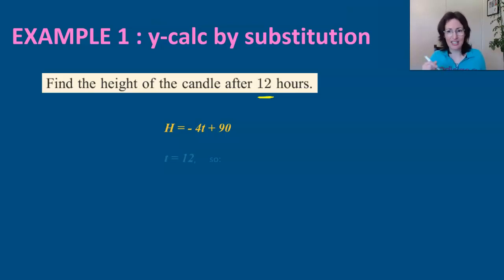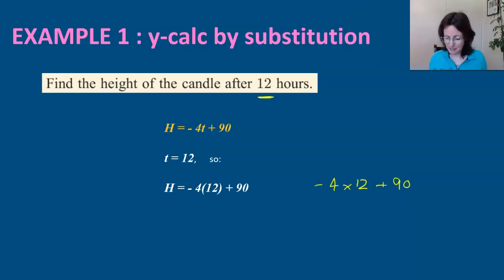Let's substitute that in. Another way you could write this is -4 multiplied by 12 plus 90. That's perfectly acceptable as well, or the brackets are fine. Working that out, we get -48 when you work -4 times 12 out. Adding on 90, we're left with 42. Make sure you put your units in millimeters. So after 12 hours, we're 42 millimeters high for the candle.